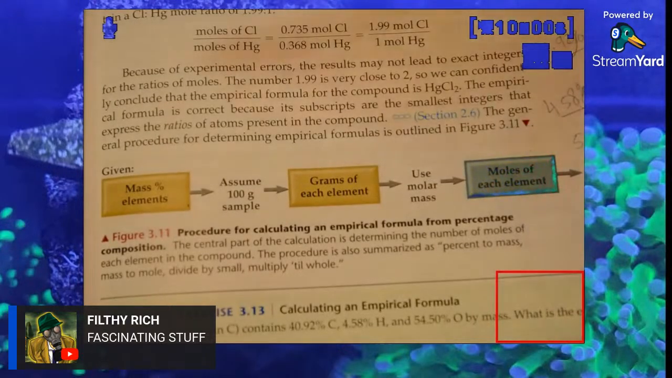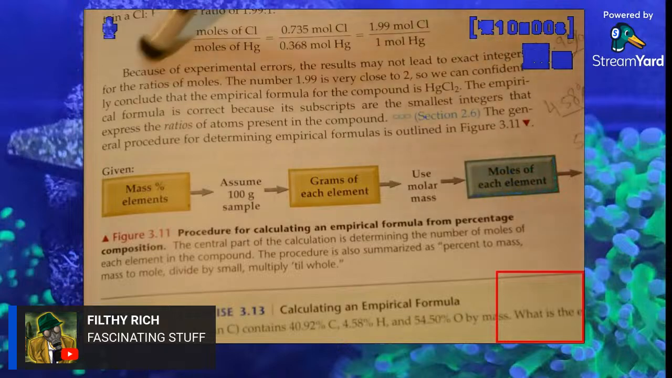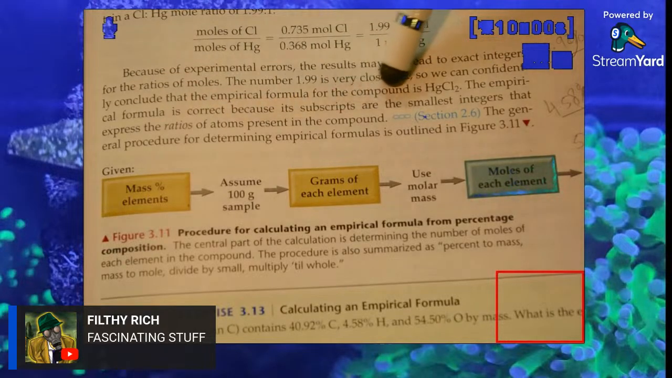Okay, let's go. Because of experimental errors, a result may not lead to exact integers for the ratios of moles. The number of 1.999 is very close to 2, so we can confidently conclude that the empirical formula for the compound is HgCl2. All right, so that's the second one we chose right there.